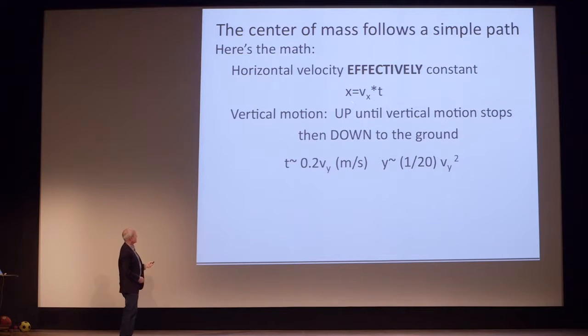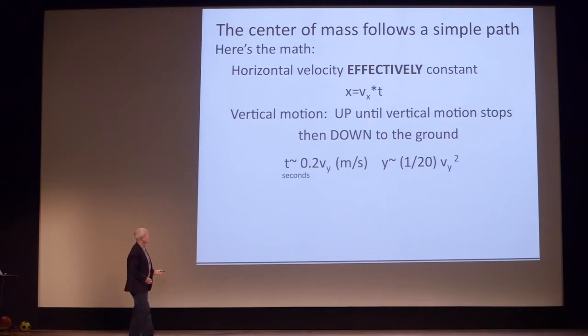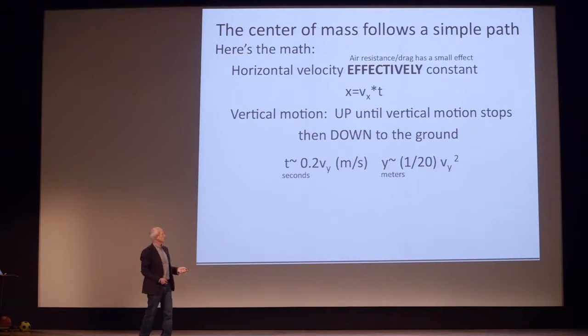And this is slightly more complicated, but I can just tell you that the time that he is in the air is approximately 1/5 or 2/10 of the vertical velocity if you write it in meters per second and the times in seconds. And how high he goes is about 1/20th of the square of the vertical velocity, the velocity he takes off with vertically. And that's in meters, and the velocity is in meters per second. Now, effectively means that you all know that there's the possibility of some kind of drag or air resistance as things move through the air, but it's really a small effect here.